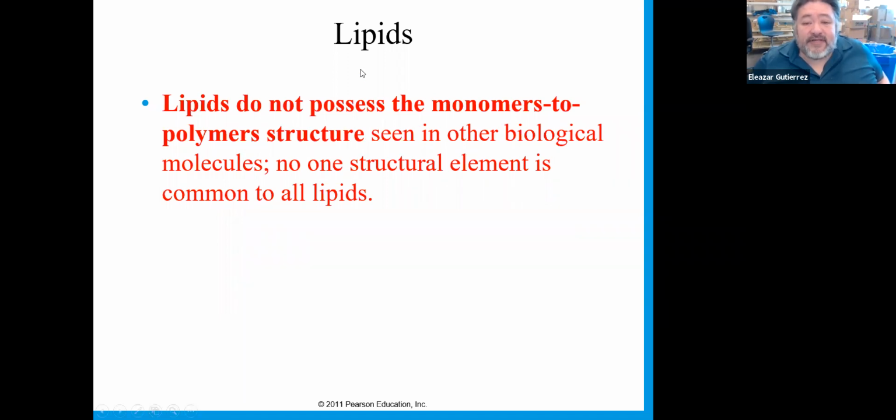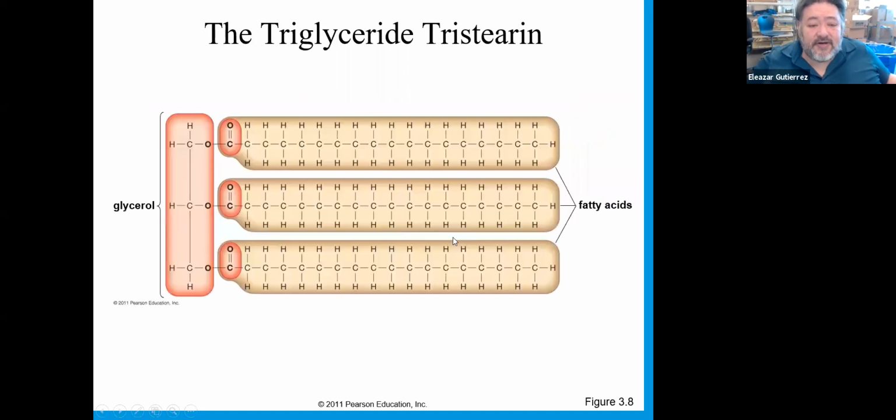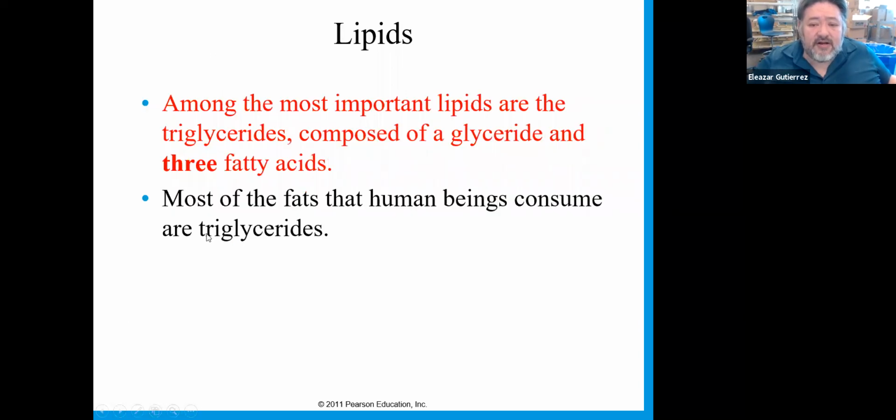Lipids do not possess the monomer to polymer structure. Remember, you have to keep track of which have polymer character and which do not. Lipids do not. And we're going to see why in just a second here. Among the most important lipids are the triglycerides, composed of a glyceride and 3 fatty acids. So it looks like this. This is a triglyceride. These are the 3 fatty acids, 1, 2, 3, and then our glycerol.